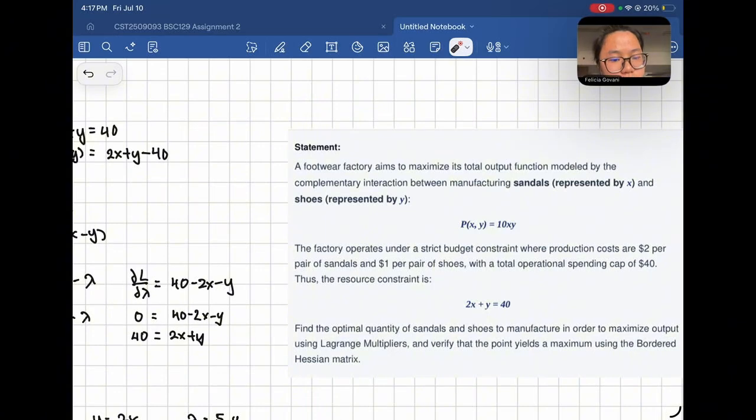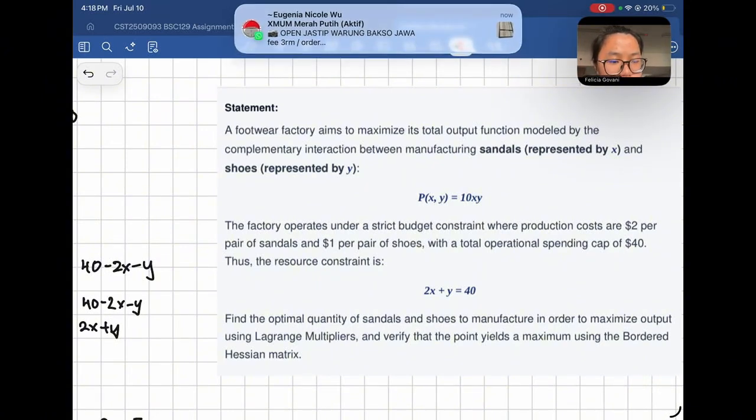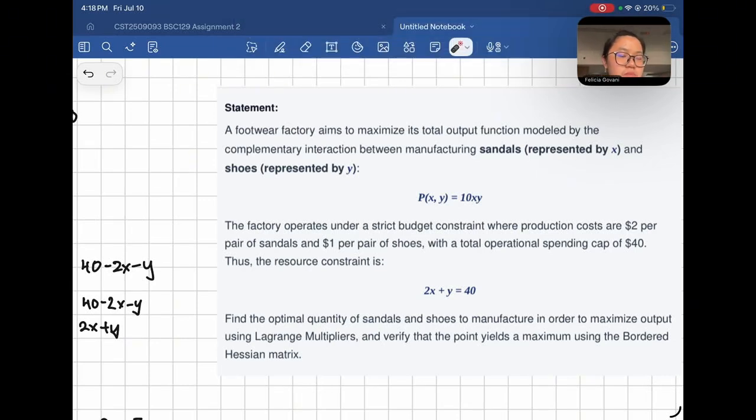Here there's a problem: there is a strict budget constraint. Each pair of sandals costs $2, and each pair of shoes costs $1. And the total operational spending cap is $40. If we make it into an equation, it is 2x plus y equals 40. Here we need to find the maximum output we can achieve, so we use Lagrange multipliers.